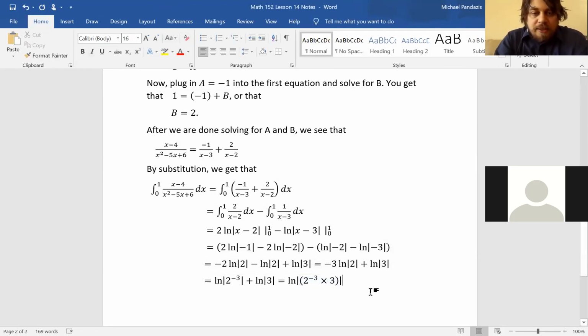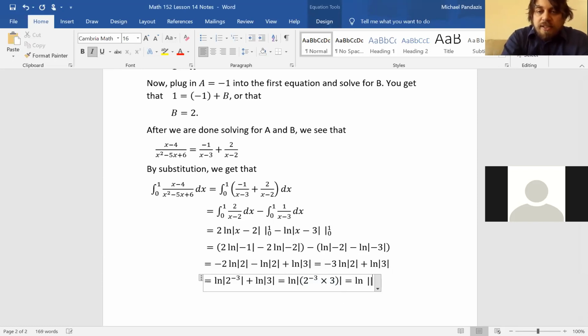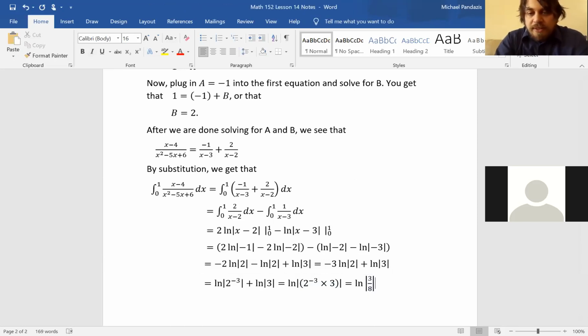Okay, and then checking to make sure this is good. This is good. And so then this is equal to ln of the absolute value of 3 times 2 to the negative 3. That's 3/8. Okay? And so that's another way you can view it. This is equal to ln of the absolute value of 3/8.